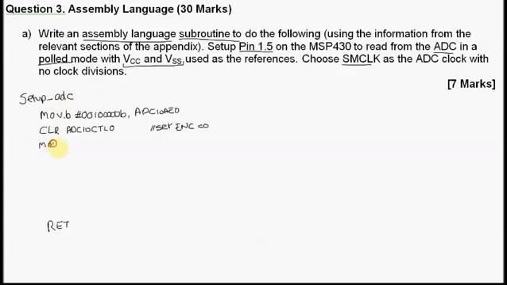So we need to move a value into that register. So move.b, and we want to start off with setting the top 4 bits.